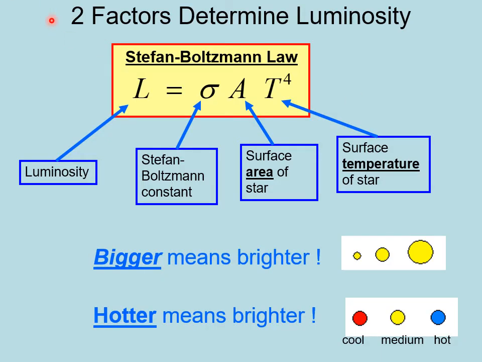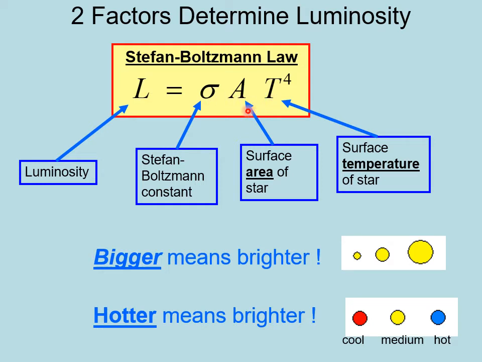So what makes some stars brighter than others? Well, there are just 2 factors that determine the luminosity of a star, and they are both shown in what is called the Stefan-Boltzmann law. The Stefan-Boltzmann law tells us that the luminosity or brightness of a star is equal to the product of 3 things here. Now the first thing here, this is the Greek letter sigma. That's just a constant. It's called the Stefan-Boltzmann constant. It's a number that doesn't change.